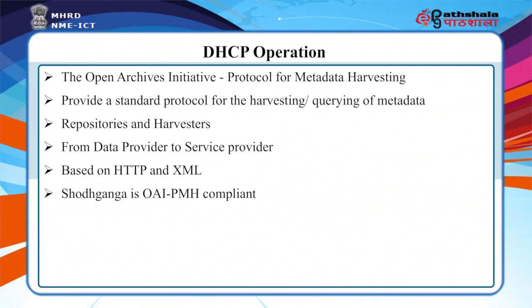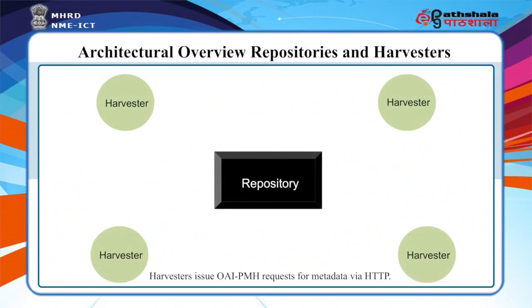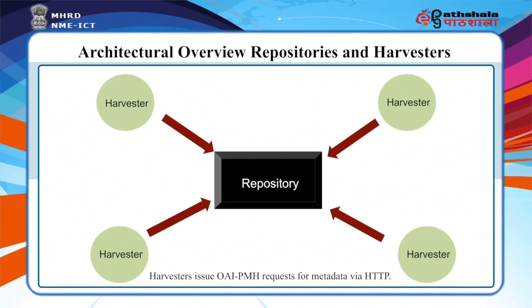And the beauty of this protocol is that OAI-PMH is also based on HTTP and XML. So the harvesting can be done over the browser itself. One of the prestigious projects, Shodhganga, is OAI-PMH compliant. You can harvest the metadata from there. This slide shows many repositories, and harvesters can be anywhere. They can harvest the metadata, and the metadata can link to the content in the repository. So this is an example, an architectural overview.